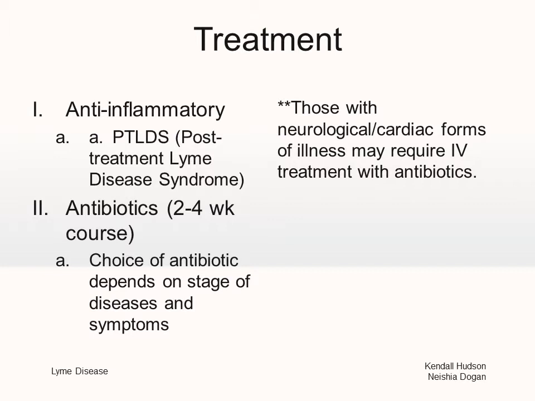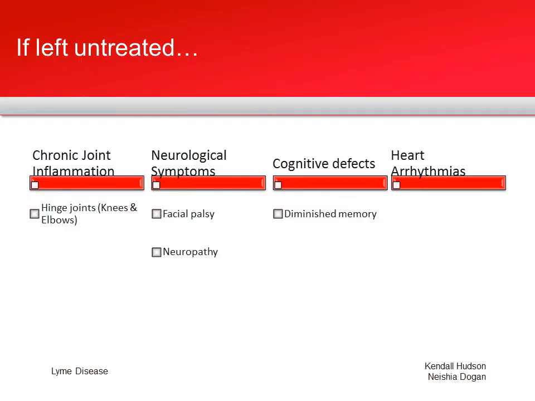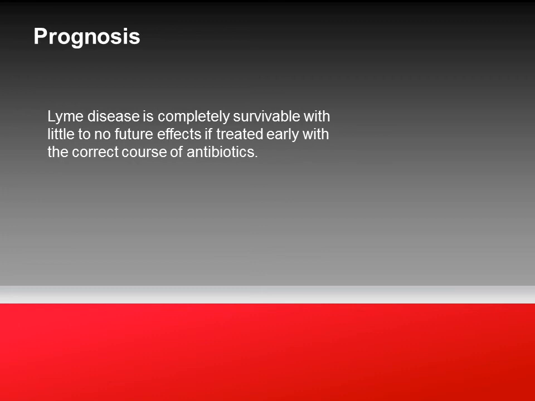Anti-inflammatories may also be used. Some people develop PTLDS, post-treatment Lyme disease syndrome: chronic joint inflammation, especially in the knees, neurological symptoms, facial palsy, neuropathy, cognitive defects, diminished memory, and heart rhythm irregularities. If diagnosed early, Lyme disease can be cured with antibiotics.